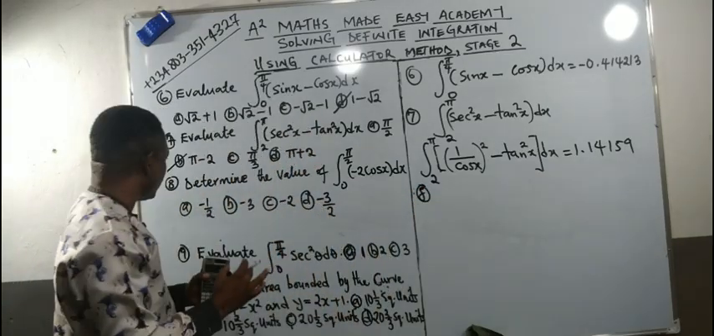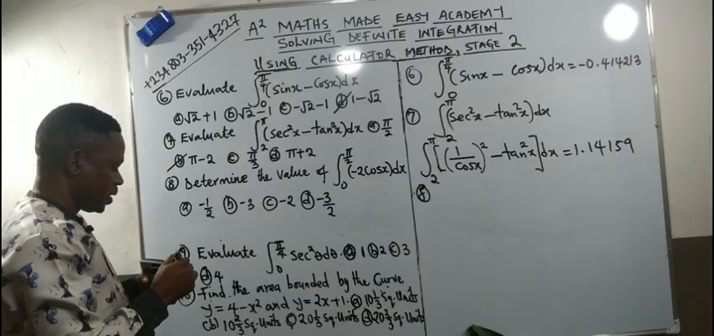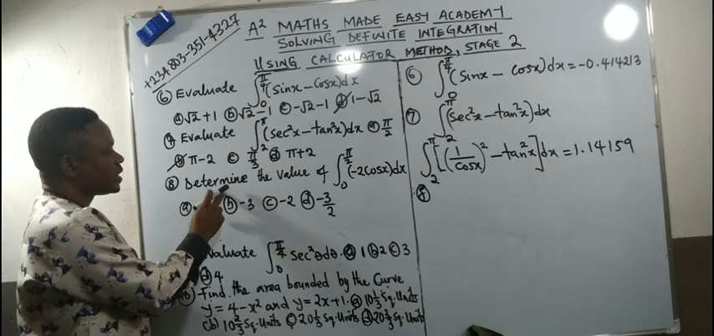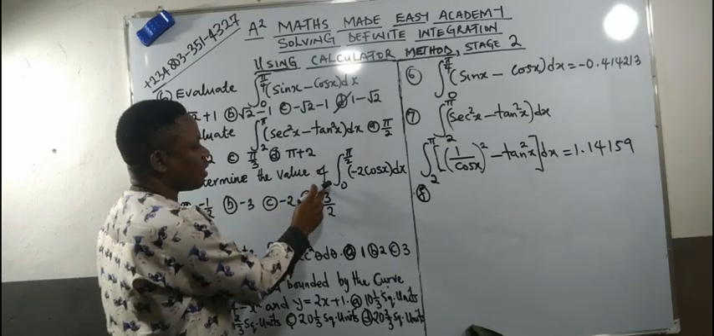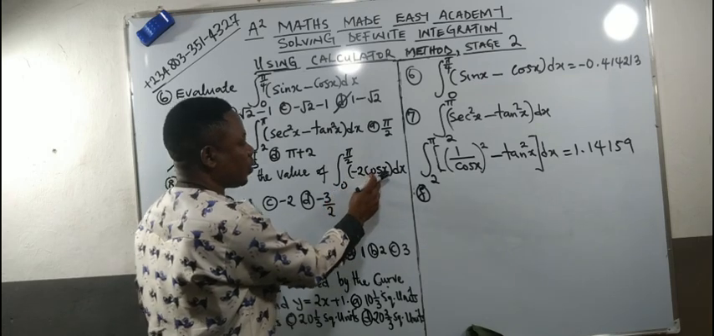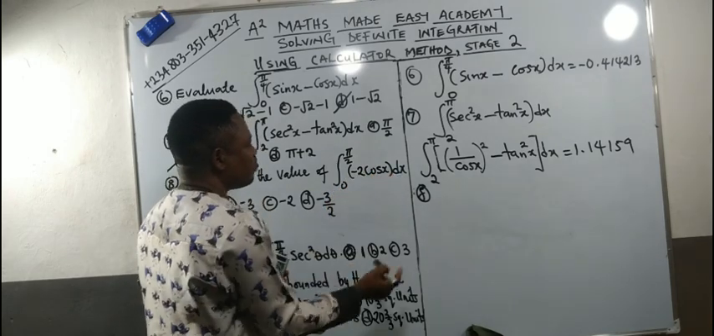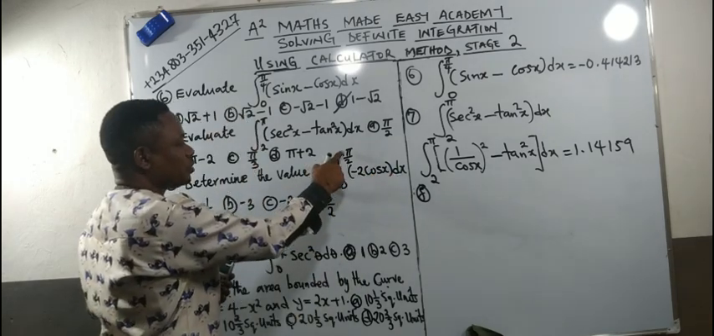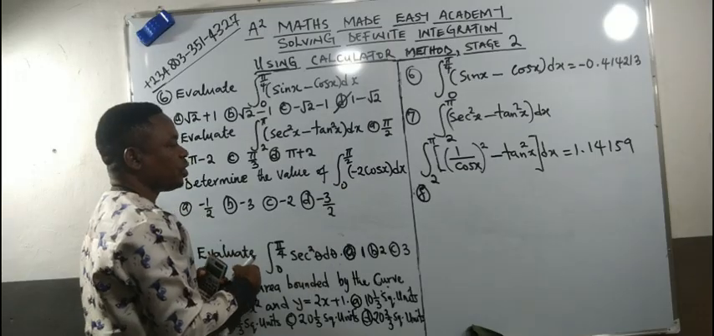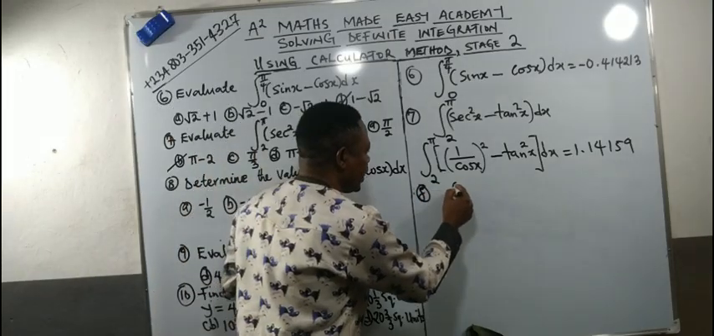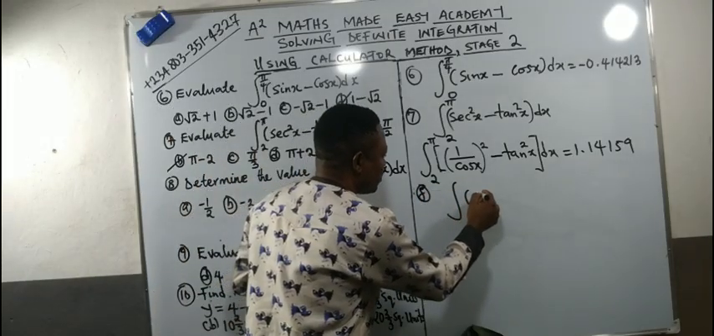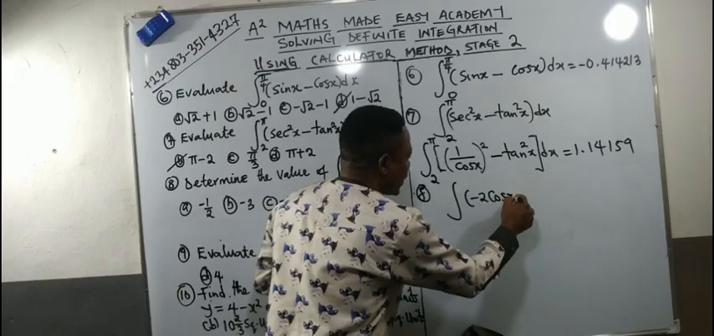Then can we move over to question number 8? Just follow me sequentially. Number 8 says, determine the value of the integral of minus 2 cos x dx bounded by upper limit rad over 2. Lower limit is 0. Now we are given the integral of bracket minus 2 cos x.